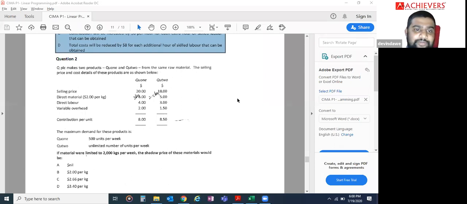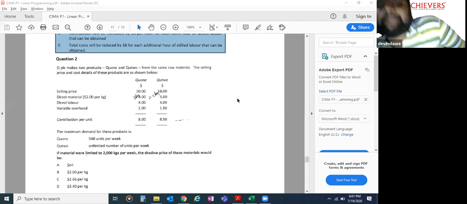So Q1 and Q2: selling price, direct material, direct labor, variable overheads, and the contribution. The maximum demand for these products is Q1 500 units per week. That's the maximum demand, a demand constraint. Q2 unlimited number of units per week. So that means demand for Q2 is not limited. We can sell any amount we want. If material were limited to 2000 kilos per week, the shadow price of this material would be, right.